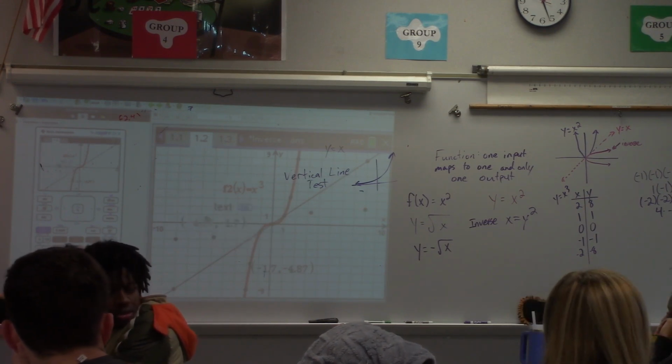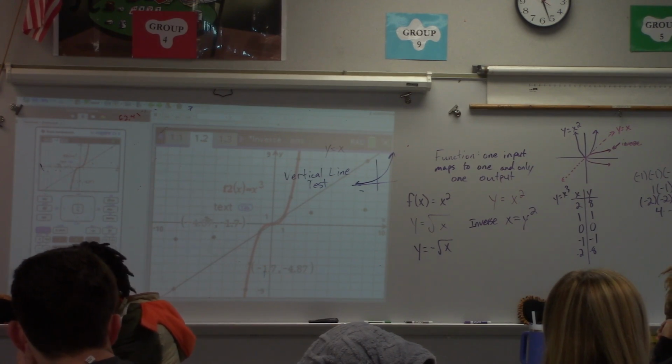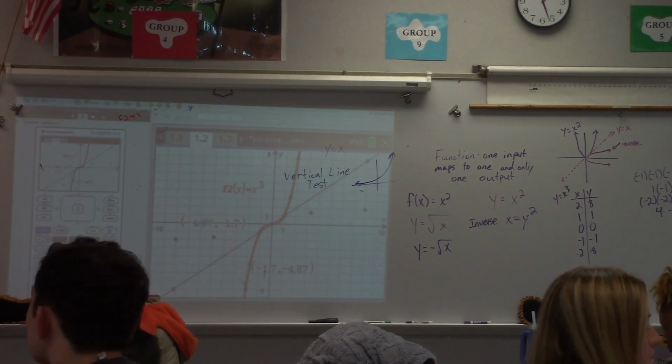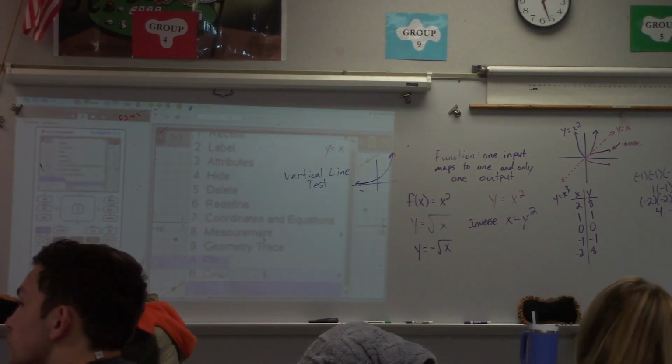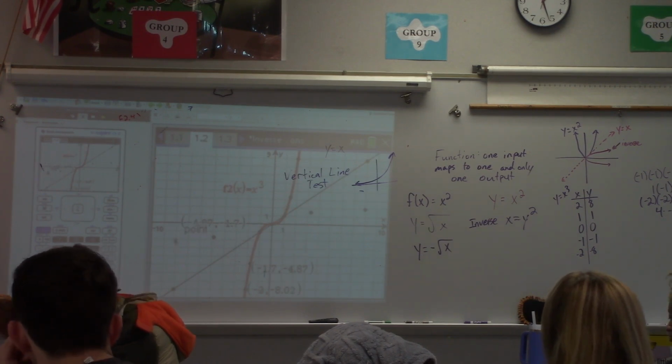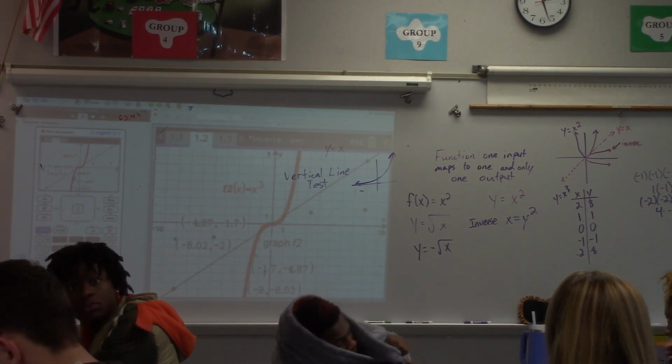So does it matter which point I use? Even with those ugly decimals, it worked, right? It's just easier to use integers than those ugly numbers. Negative 2, negative 8.02, I was a little off there apparently, but same thing here. Okay, so let me ask this. We now have x cubed. What's going to be my inverse for that x cubed?